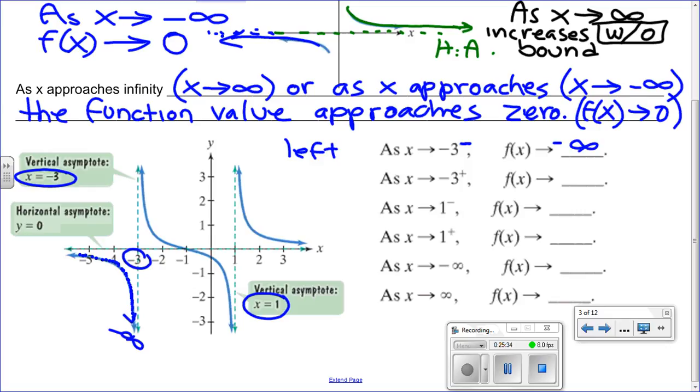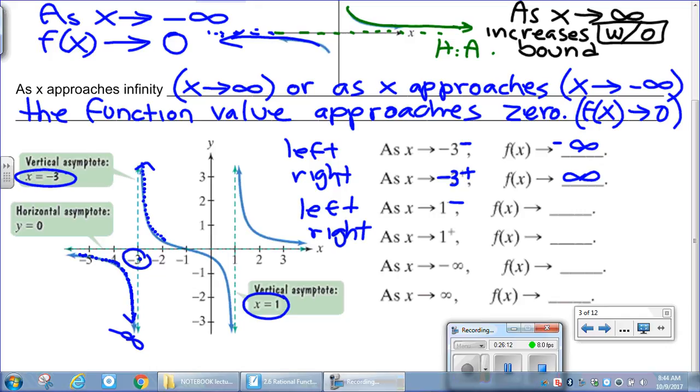Okay. All right. Now what's happening? Same asymptote, okay? But now on the right side. So we're on the right side of -3. What's happening to my y values? Going up to positive infinity. Okay, now you guys do the next one. So you're gonna look at the other asymptote, the 1. What's happening on the left of that asymptote, and then on the right of that asymptote.